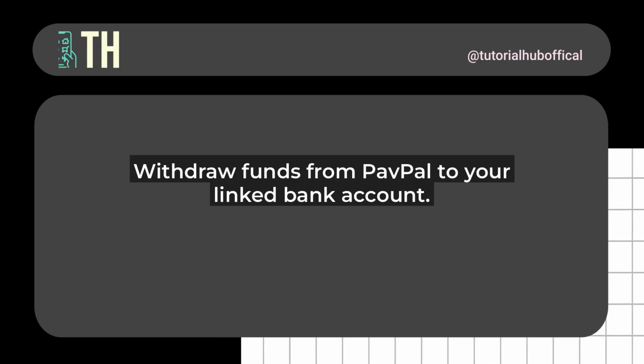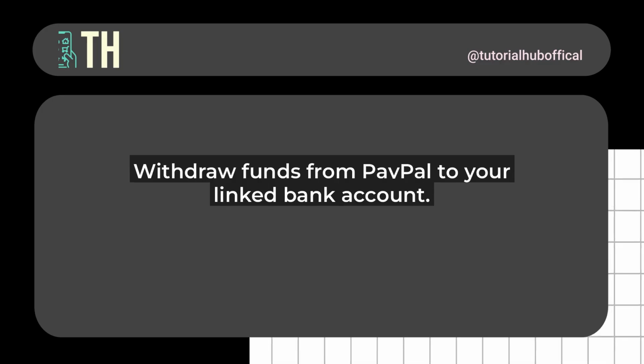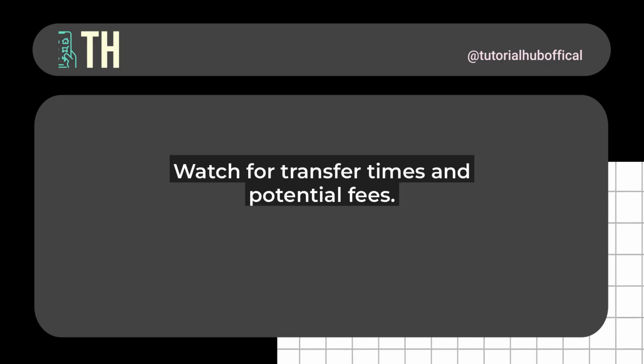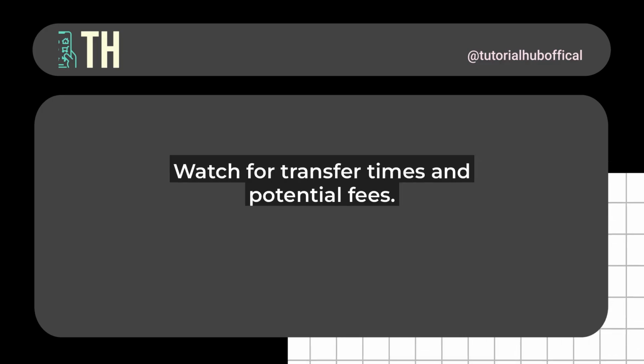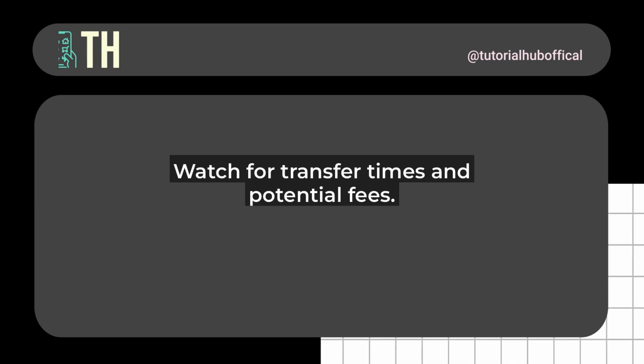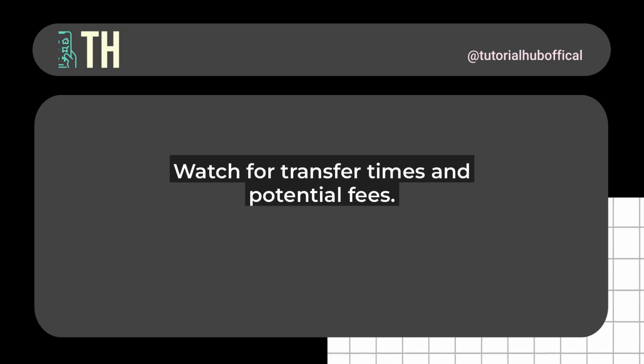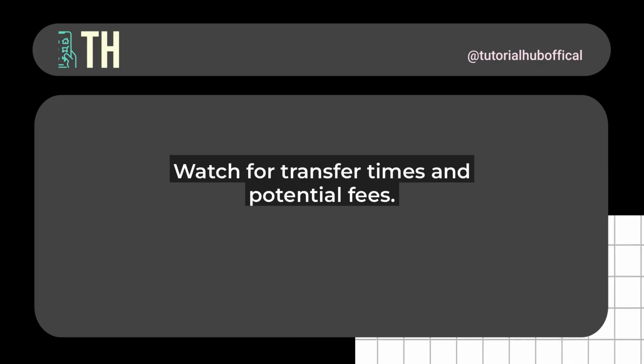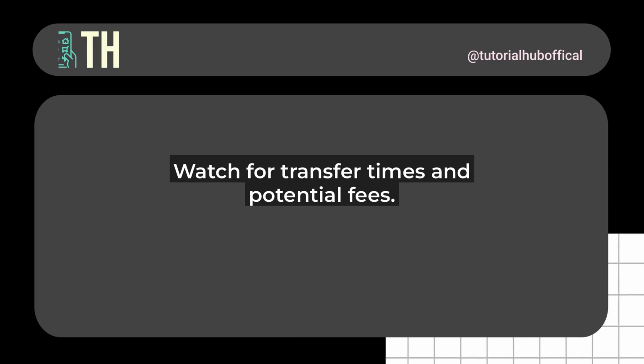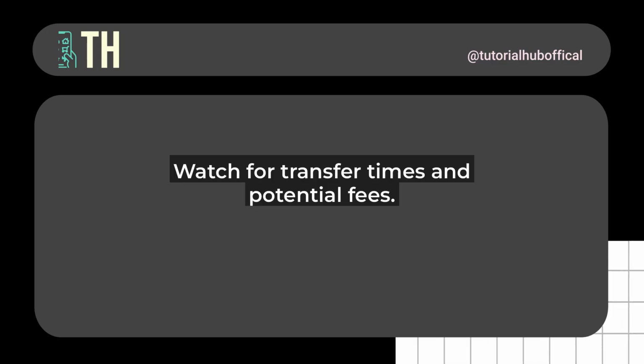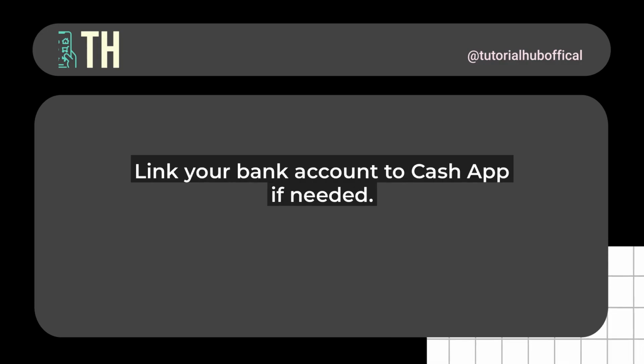Step 2. Withdraw your funds from PayPal to your linked bank account. Select the amount you want to transfer, choose your bank as the destination, and confirm the transaction. This usually takes 1 to 3 business days, but with 2025's faster processing, it might be instant for some users. Keep an eye on any potential fees. PayPal often charges for certain withdrawals, so plan accordingly.